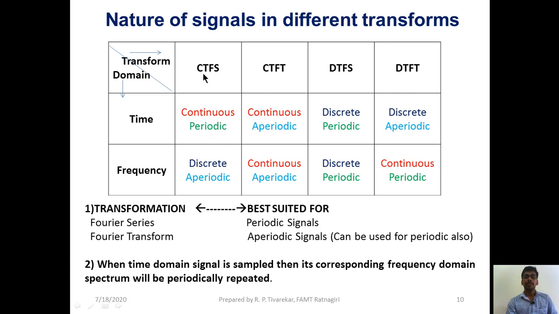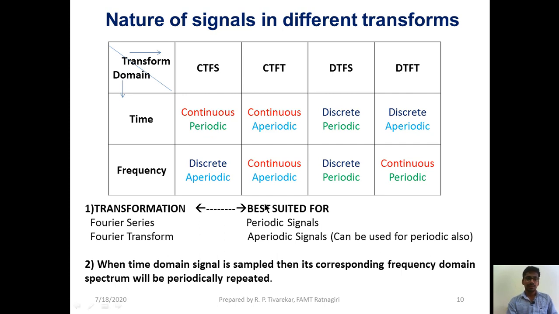So the term CTFS means continuous time Fourier series, CTFT continuous time Fourier transform, then discrete time Fourier series and discrete time Fourier transform. The name itself suggests that the first 2 letters tell us the time domain nature of a signal. It is continuous time, this is continuous time, this is discrete time, and this is discrete time, as you can see here. When we use Fourier series, it is generally best suited for periodic signals. When we use Fourier transform, it is best suited for aperiodic signals. It does not mean Fourier transform cannot be used for periodic signals. It can be used for periodic signals, but it is better to use it for aperiodic signals, which will simplify our task.